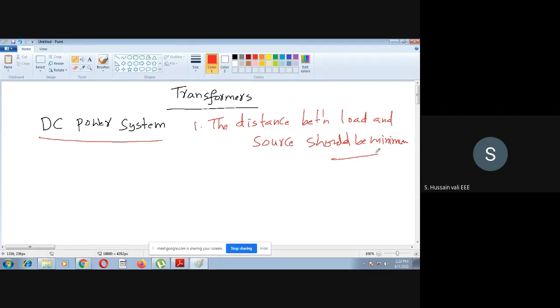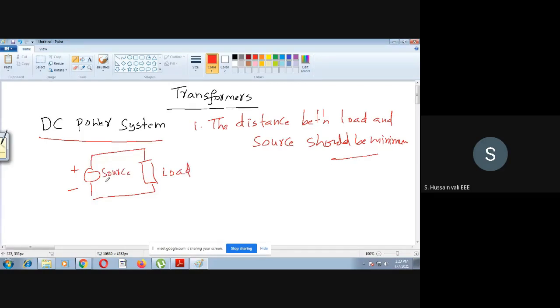In the town or in the city, we are using the electrical energy. So the source where you generate this electrical energy should be very near to the load. Why it should be very near is that otherwise the losses will be there. Say for example, we were discussing the DC power system, this is the source and this is the load.